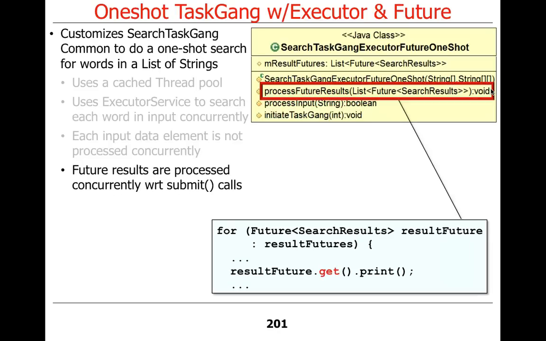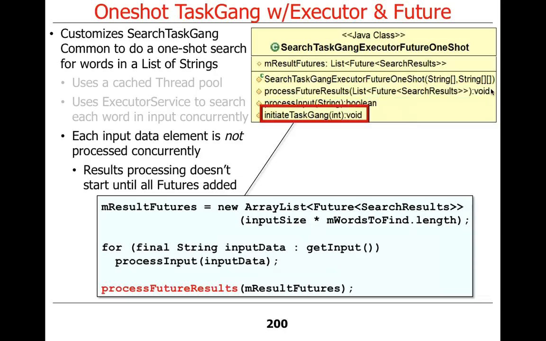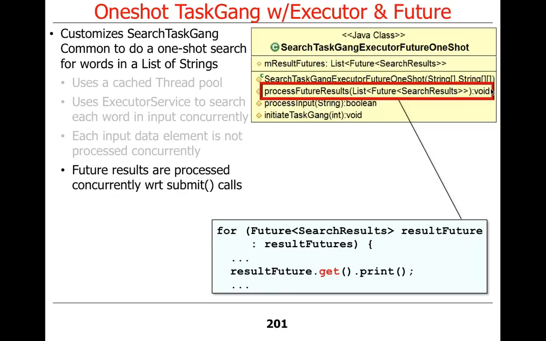So this is a slightly different thing. Once we've got the whole list of futures, then the processFutureResults method gets called, which you saw got called here, and that turns around and iterates through all of the futures and calls get on them. Now, here's the kicker, right? Get is going to block if the result that it corresponds to hasn't finished processing yet.